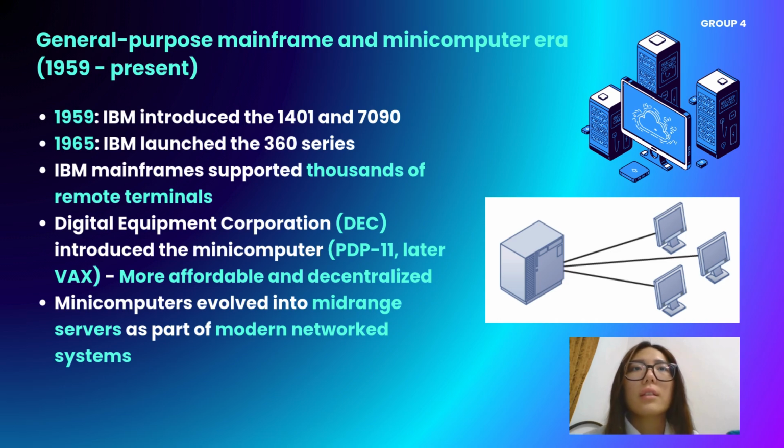Also in 1965, Digital Equipment Corporation (DEC) introduced the minicomputer PDP-11, later VAX, which are more affordable than IBM mainframes and enable decentralized computing. Over time, minicomputers evolved into mainframe servers as part of modern network systems.